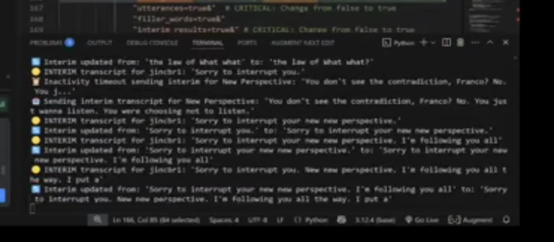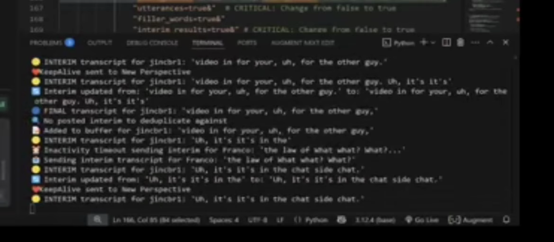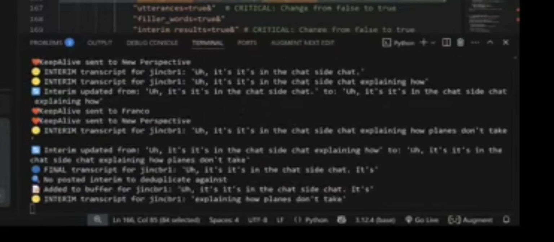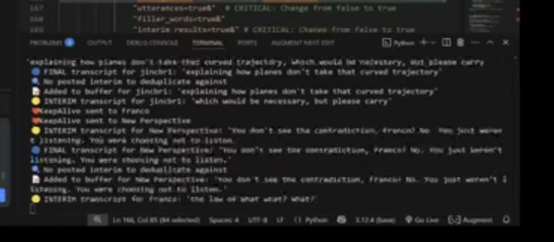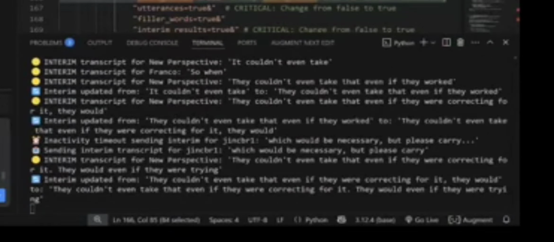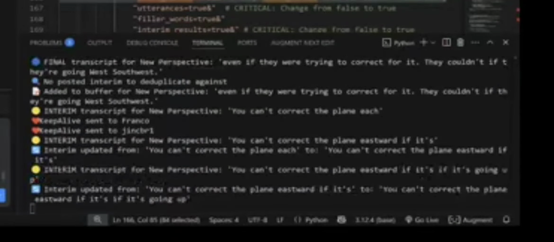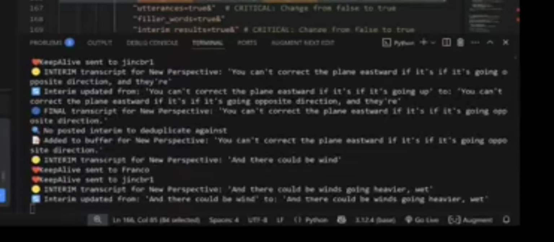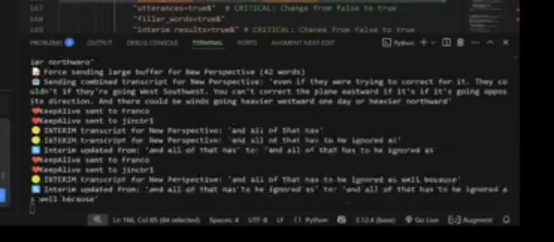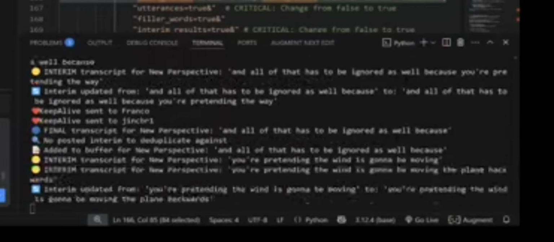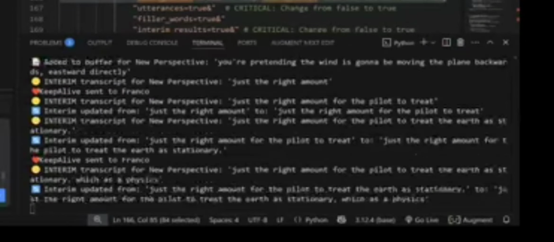I put a video in the side chat for the other guy explaining how planes don't take that curved trajectory, which would be necessary. But please carry on anyway. Even if they were trying to correct for it, they couldn't if they're going west-southwest. You can't correct the plane eastward if it's going the opposite direction. And there could be winds going heavier westward one day or heavier northward, and all of that has to be ignored as well, because you're pretending the wind is going to be moving the plane backwards eastward directly, just the right amount for the pilot to treat the Earth as stationary. Which, as a physics professor, I can't even believe that you take yourself seriously saying that.